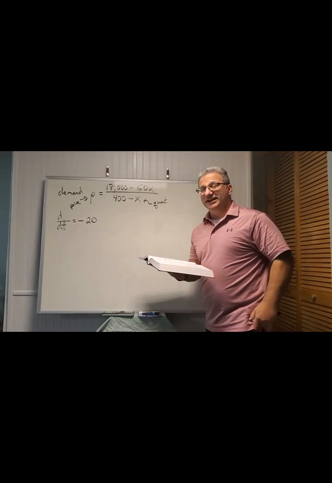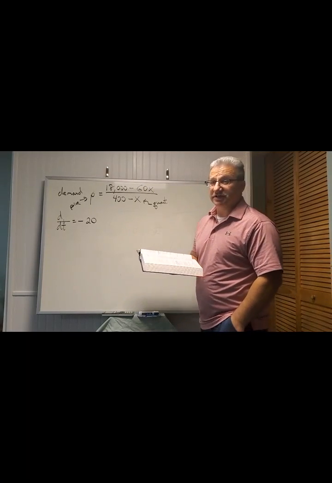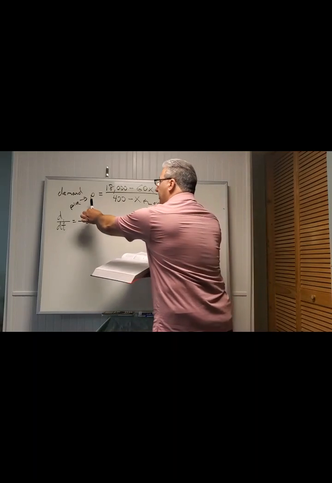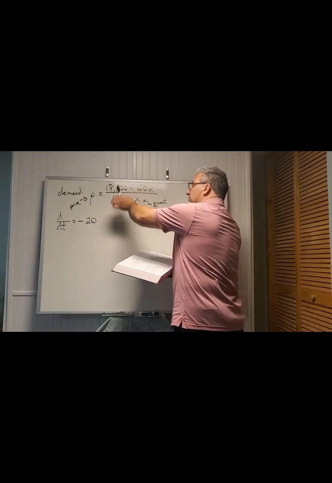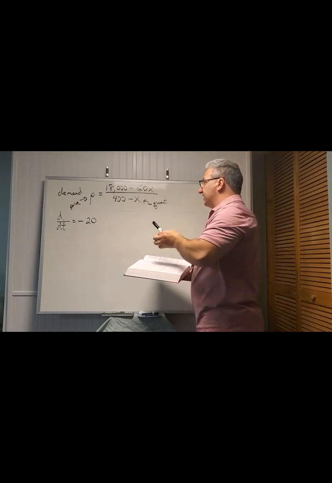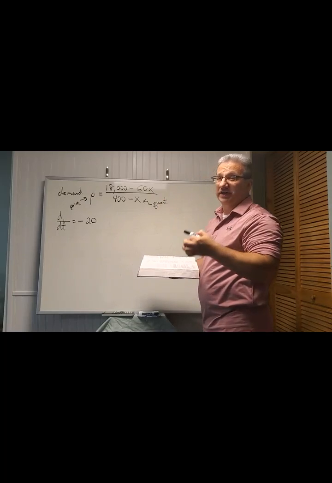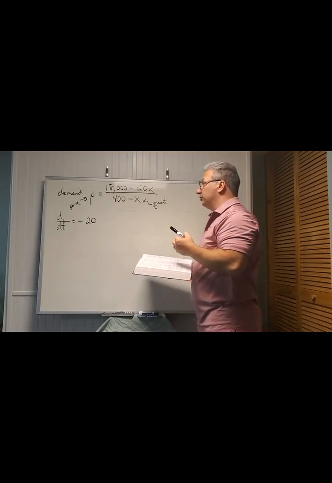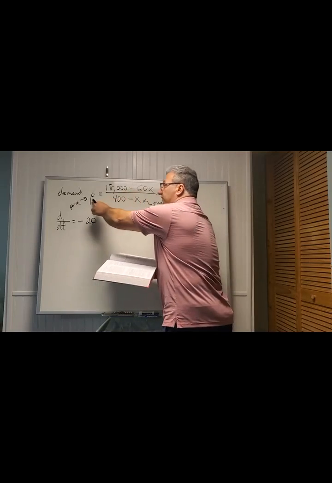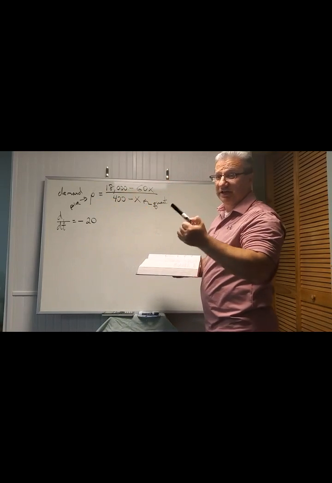Let's look at a second example of related rates, shall we? So what we have here is the demand equation. We have the price P equals this fraction, 18,000 minus 60x over 400 minus x, where x is the quantity demanded. So, for example, if I wanted to have 100 units demanded, I plug in 100 and I figure out the price point. That's what the demand equation does.